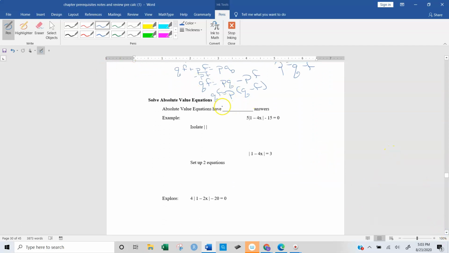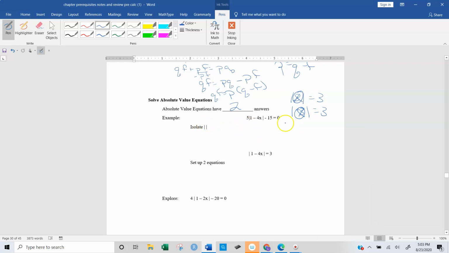Absolute value equations always have two answers, and that's because the absolute value of 3 is equal to 3, but so is the absolute value of negative 3 is equal to 3. So if I have an x in here, so if this was an x, it could be two different things, the 3 or the negative 3. So there's always two answers because you don't know which sign this is.